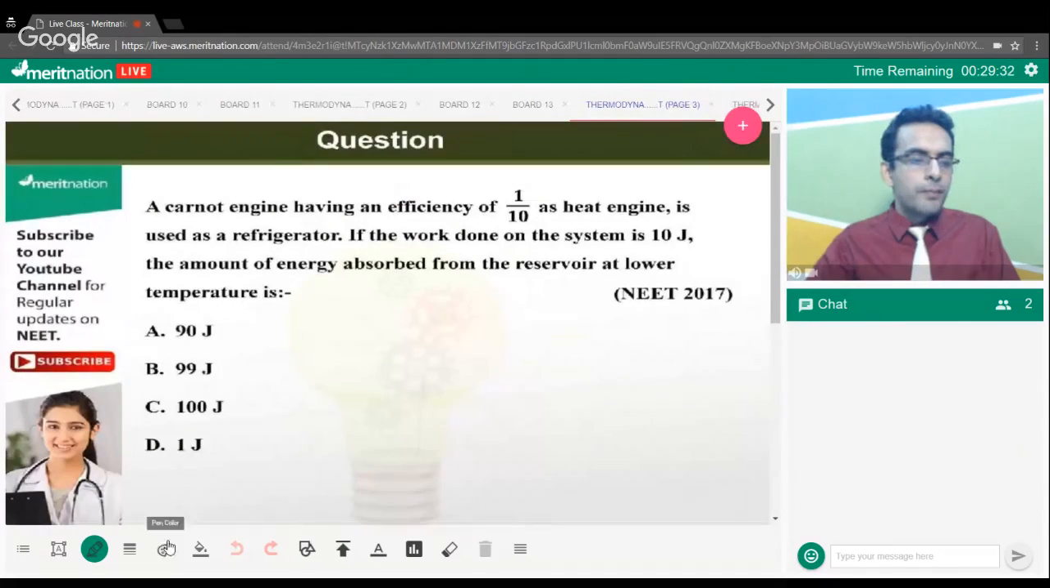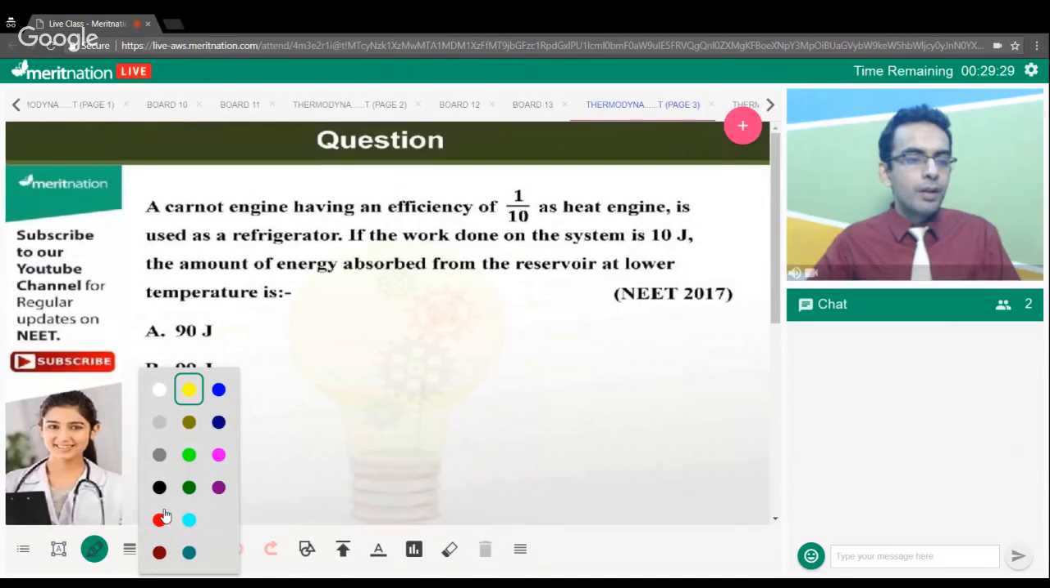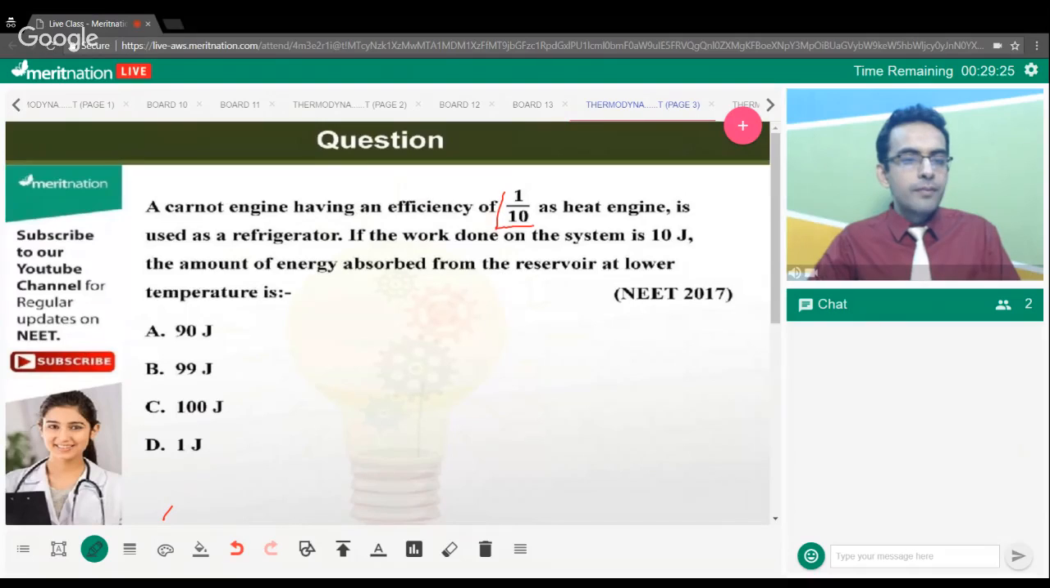Okay, so let's see this question. A Carnot engine having efficiency 1 by 10 as heat engine is used as a refrigerator if the work done on the system is 10 joules. The amount of energy absorbed from the reservoir at low temperature is. What you have to do? See, in this question, what is given? Efficiency is given.